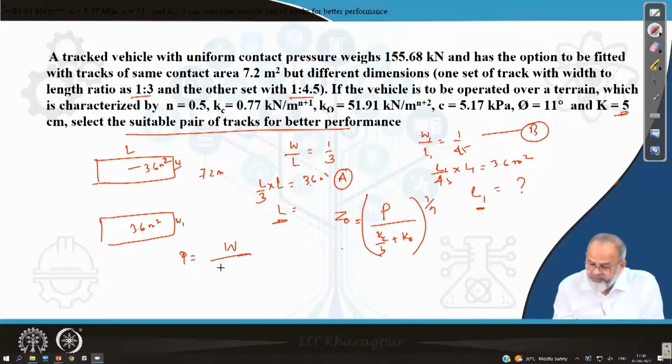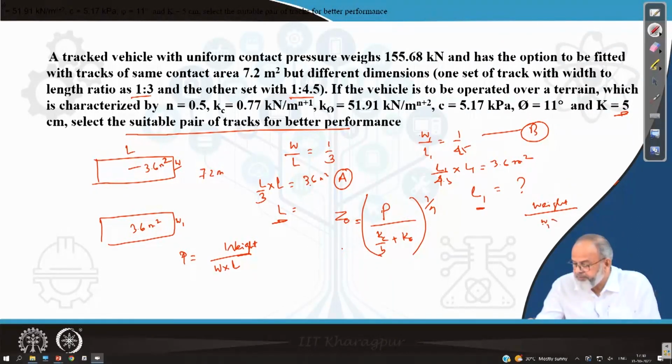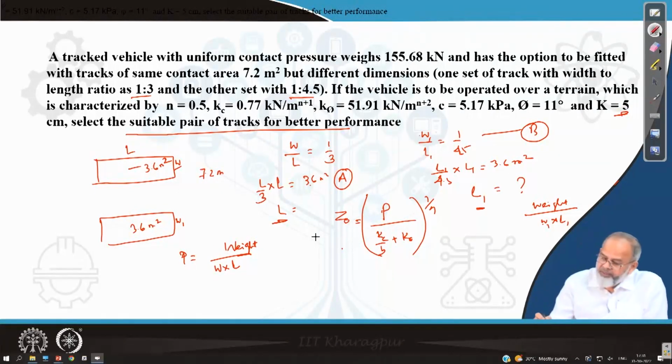weight by W into L, and in this case the weight will remain the same, only the dimensions will change. That means area is also same, so that doesn't make much difference. So pressure will be same for both the tracks. So P is given, Kc value is given, B will change. B means this will be W, and in this case it will be W1.